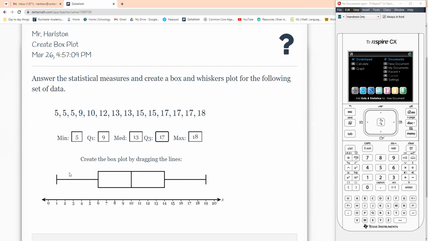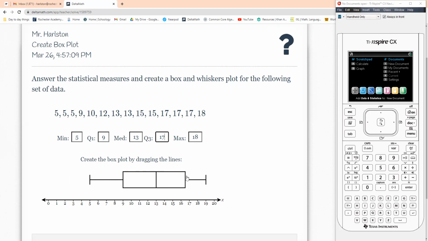And then I just make my box plot look like that. So I'm just going to take this, I'm going to move it over to 5. This is going to be 9. So I'm going to move the first quartile to 9. Then the median or the second quartile is going to go 13. The third quartile is 17.